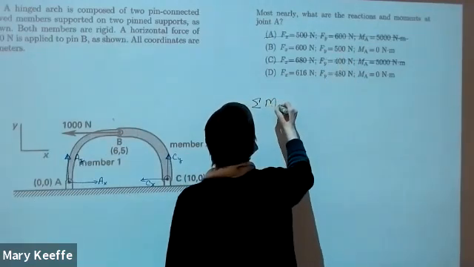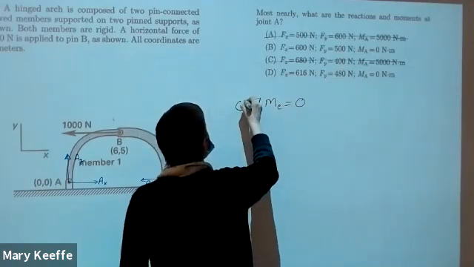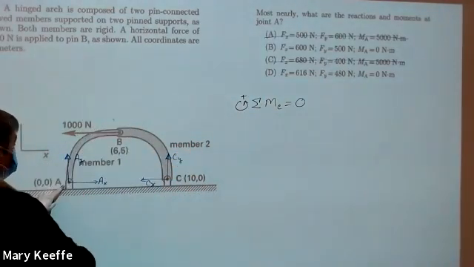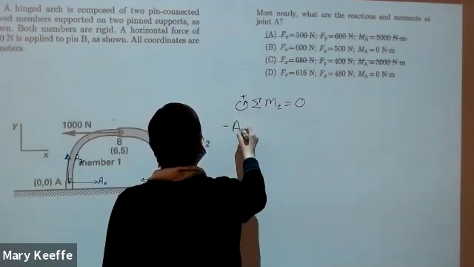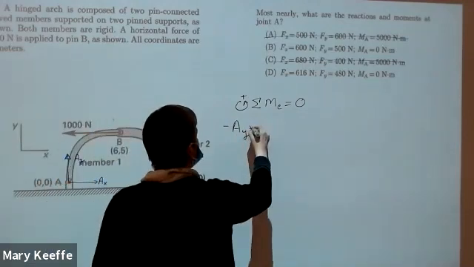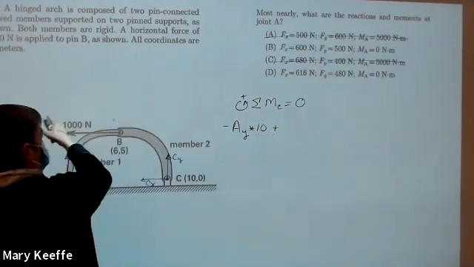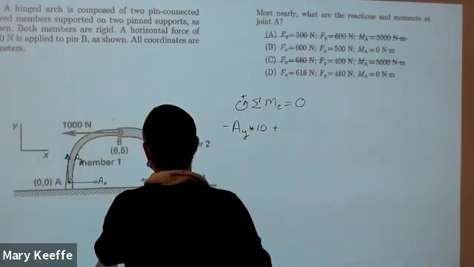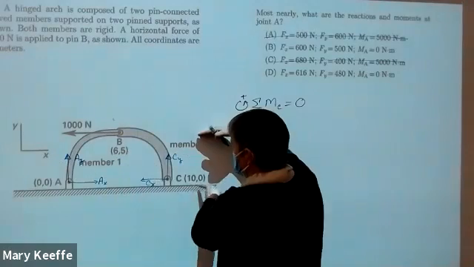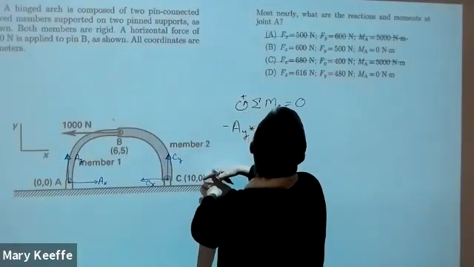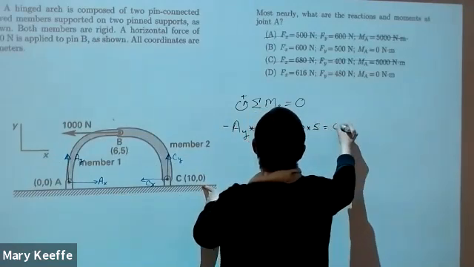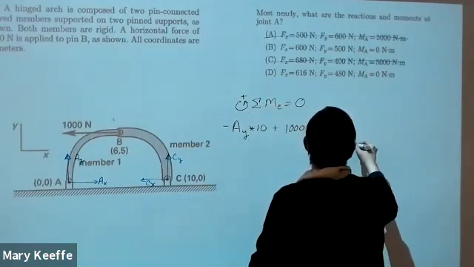So sum of the moments around C equal to 0, okay? A sub y is going to be clockwise, so that's a negative. So the negative A sub y times 10 plus this is going to be clockwise, that 1,000 newtons, and that line of action is 5 meters above. I'm guessing we're in meters. And so that gives me a value for A sub y.